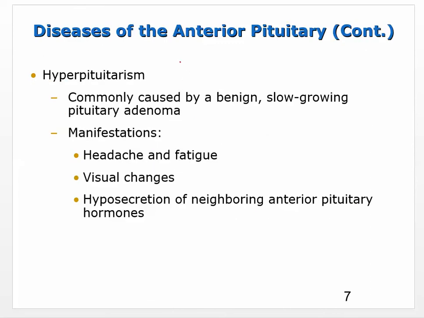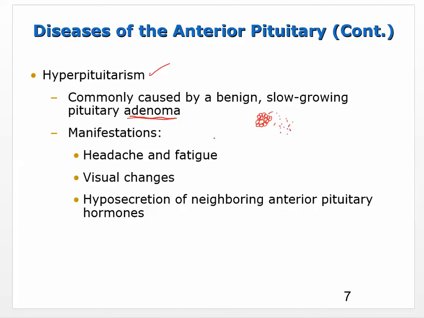Okay, so hyperpituitarism almost always caused by a tumor. Okay, so a benign, slow-growing pituitary adenoma. Remember, adenomas, that's what we refer to when secretory cells are involved. So that's when you have cells that are supposed to, let's say, produce growth hormone, but now you have a tumor, and so it's making a whole lot of these growth hormone secreting cells, and so you have too much growth hormone.